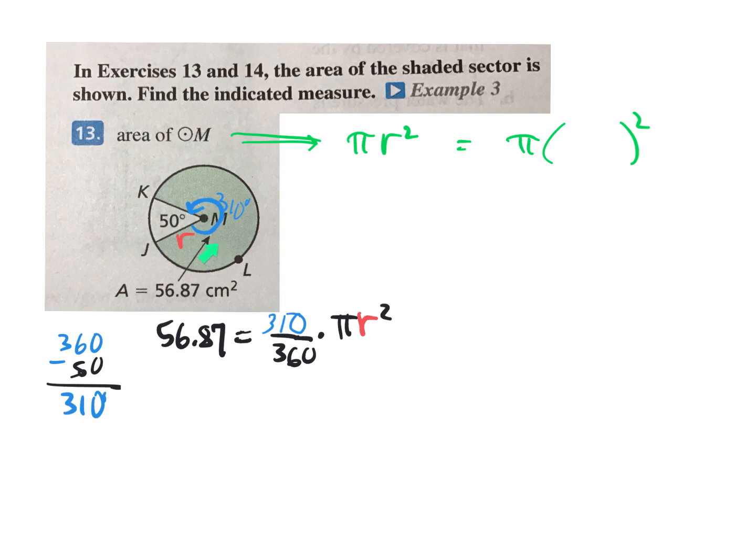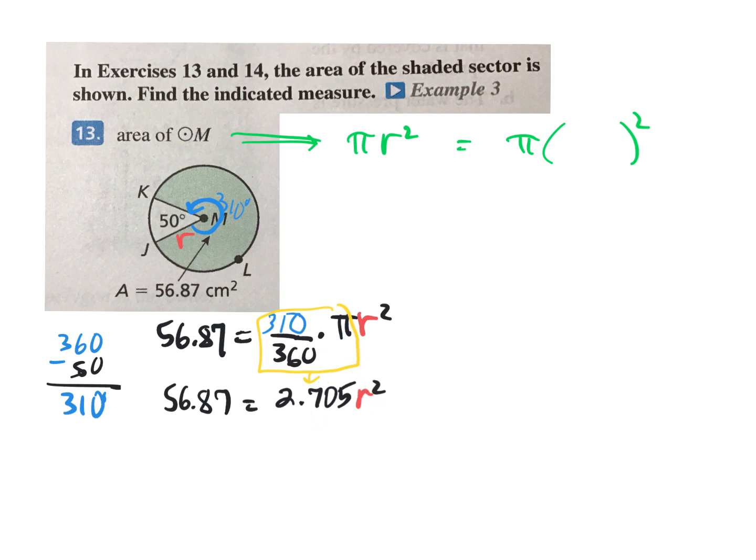All right, so the sector's area, 56.87, is 310/360ths of the entire circle's area, which is pi r squared. Now remember, to answer this question, we need to know what r is. So we need to find this variable r. If we can enter this into our calculator properly, we should get that 310 divided by 360 times pi is about 2.705. And that's all in front of r squared.